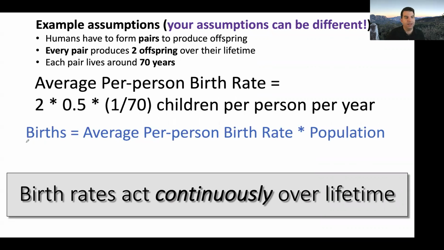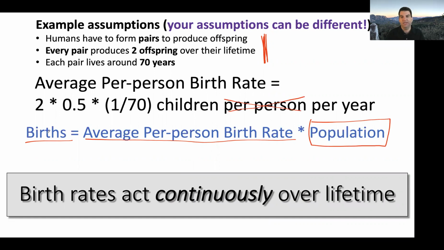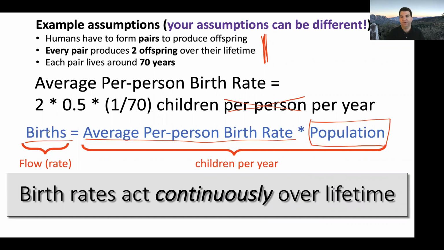And if I need to create a births flow, which goes into my population stock, then that births flow is going to be this average per person birth rate constant, which has come from me formulating it based on these assumptions up here. And this is children per person per year. If I multiply it by population, that is going to get rid of the per person here, so that births will be in children per year. And so that's what I end up getting here. Births is the flow going into the population.